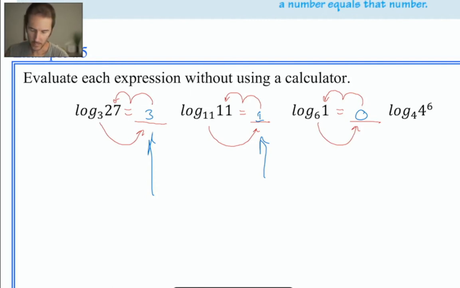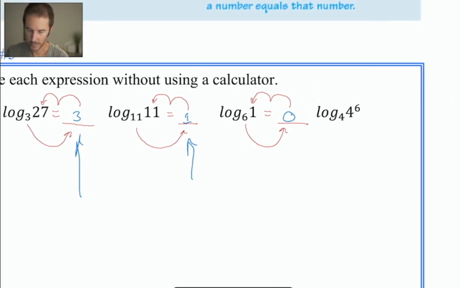If we made this turn a little bit sharper, let's do it on the next one. Log base 4 of 4 to the 6 equals something. So now I've got 4 to what power equals 4 to the 6? See what I did there?